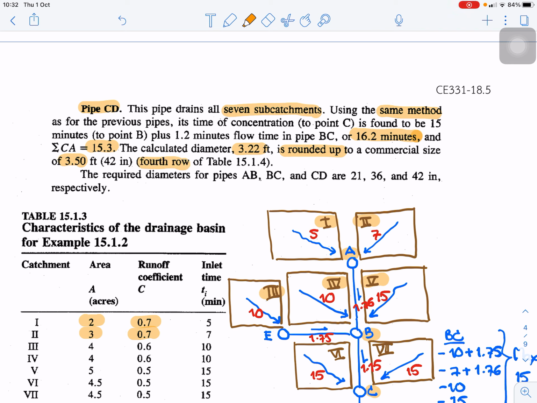So finally we have the required diameters for pipes AB, BC, and CD as 24, 36, and 42 inches respectively, and we can convert to meters if you want to apply it to a catalog in Thailand.